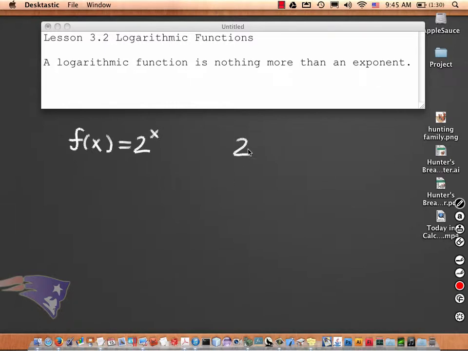And let's say that 2 to the x power is equal to 8. Can you solve that equation for me? If 2 to the unknown power is equal to 8, what must the unknown power be? 3. The unknown power must be 3. This right here is called exponential form.